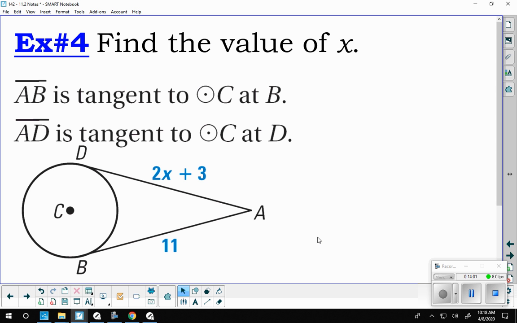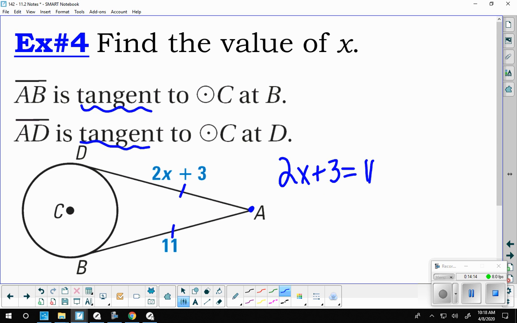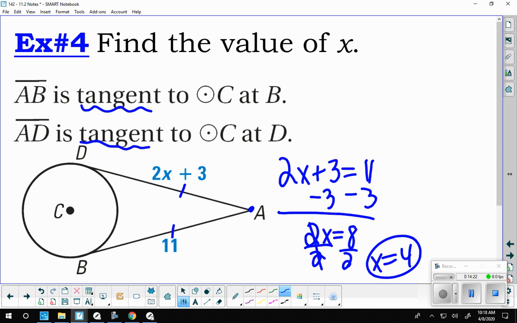Find the value of x. They're both tangent. AB is tangent and AD is tangent, and they meet at the same point A, therefore they're congruent. If they're congruent, that means they're the same measure, which means that I can set them equal. And now we can just solve for x. And that's it. So x equals 4.